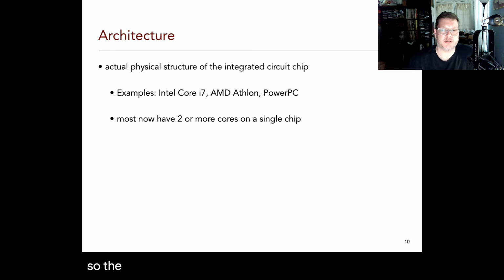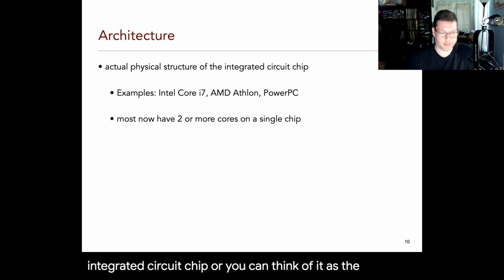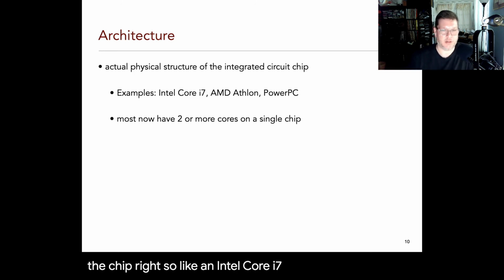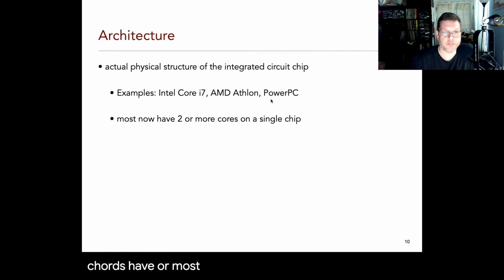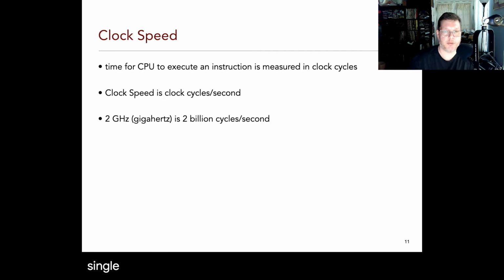The architecture is the actual physical structure of the integrated circuit chip, or you can think of it as the brand of the chip, right? So an Intel Core i7 has a different architecture than an AMD Athlon chip, which is different than a PowerPC chip. Apple's about to come out, I believe, later in the fall or next year with some new computers running on a different architecture called ARM, and those are going to be manufactured by Apple, I believe. That'll be an architecture change, so things will change again. Most CPUs have 2 or more cores on a single chip now.